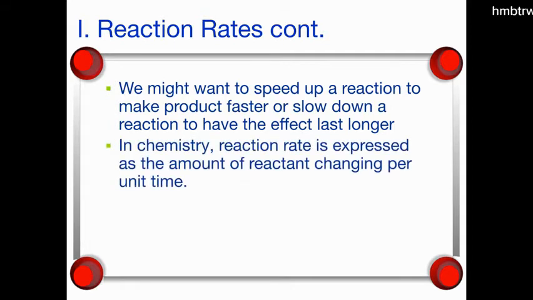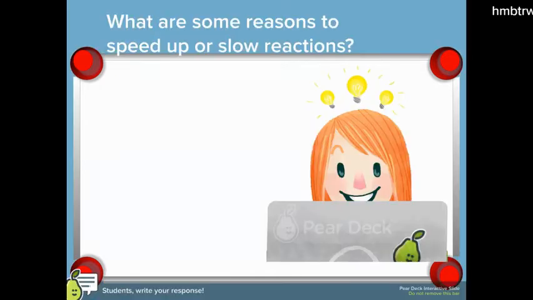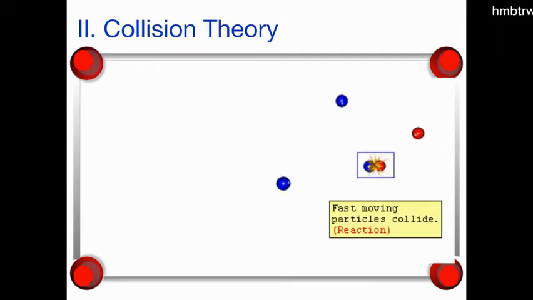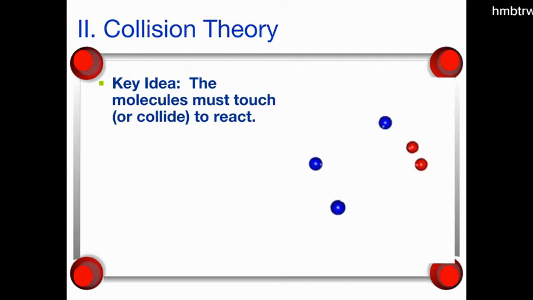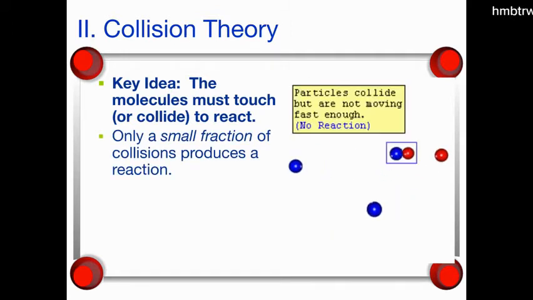In chemistry, we're going to express reaction rate as the amount of reactant change per unit time. An example of that would be like 3 moles per year or 5 grams per second. So collision theory is talking about how particles need to collide in order for a reaction to take place. The main idea is that the reaction must take place by the molecules touching or colliding.